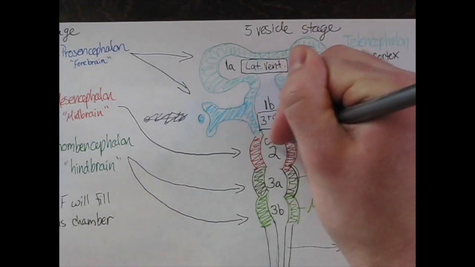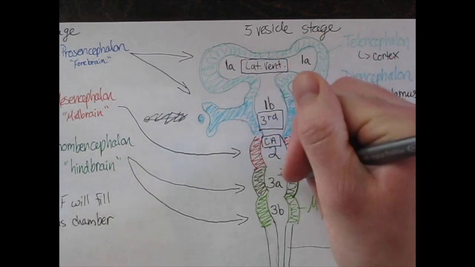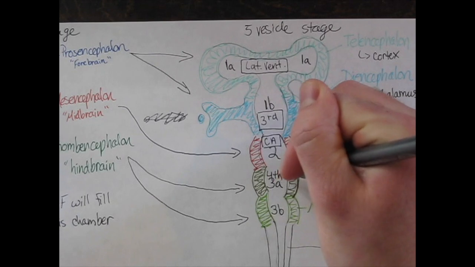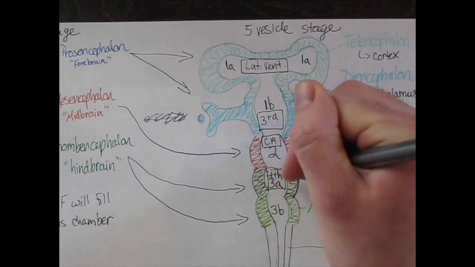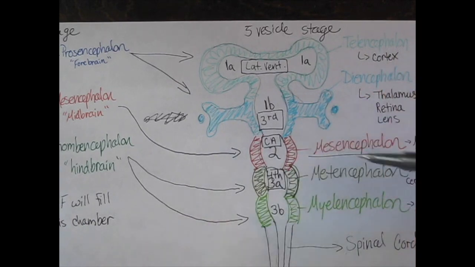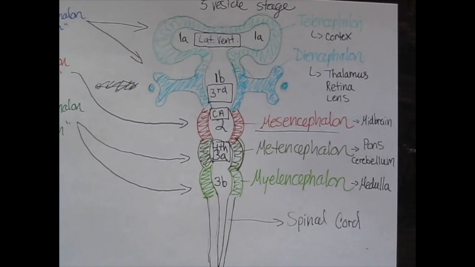Then the second chamber here will become the cerebral aqueduct, which passes through the mesencephalon. That's why the cerebral aqueduct is in the midbrain. And then the fourth ventricle is kind of a combination of these 3A and 3B chambers, which is why the fourth ventricle hangs out around the pons, cerebellum, and medulla.